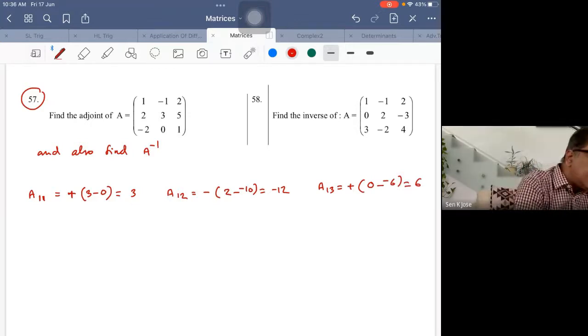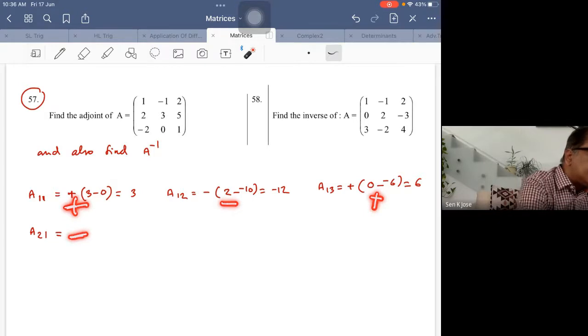Now I go to the next row, which is A21. And A21, when I say it's plus, minus, and plus, so now it is minus. So it's minus of its minor. Now, how do I find out the minor of this element? Look at this. That's the element I'm talking about, A21.